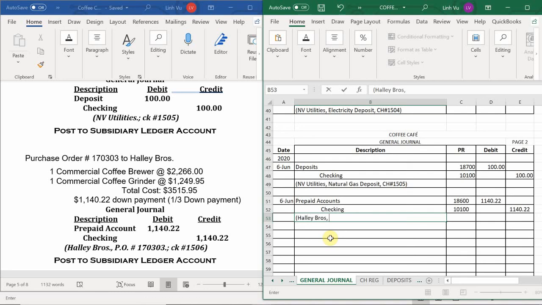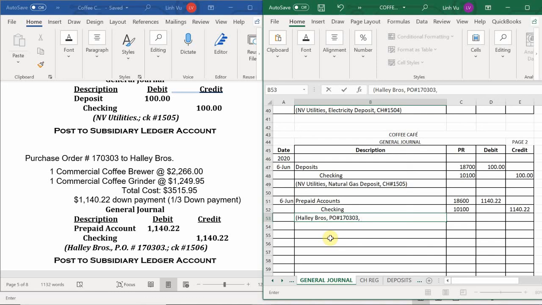Okay. Now in this case, I don't have a billing number. But I do have one thing: I have a purchase order number. Because I haven't received the bill, but at least I'm able to look up in my purchase orders exactly what I purchased. So I'm going to put in my purchase order number 170303.